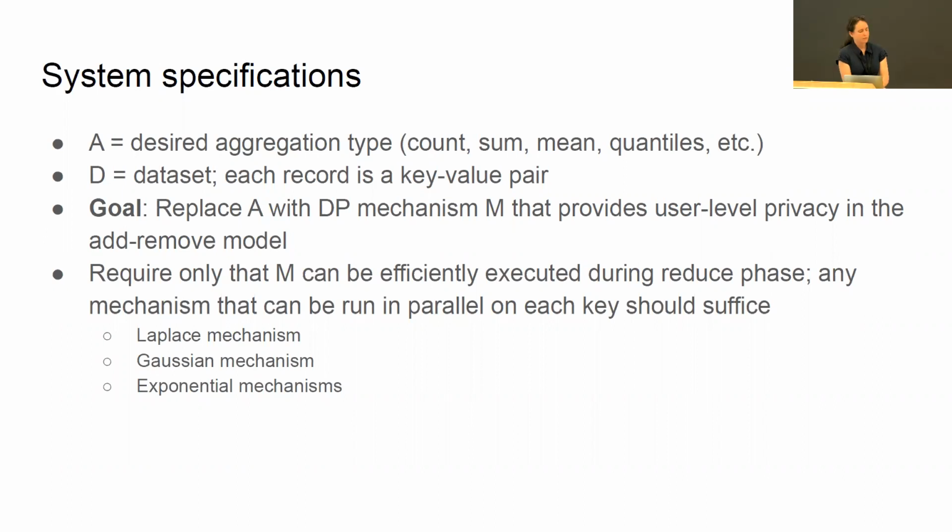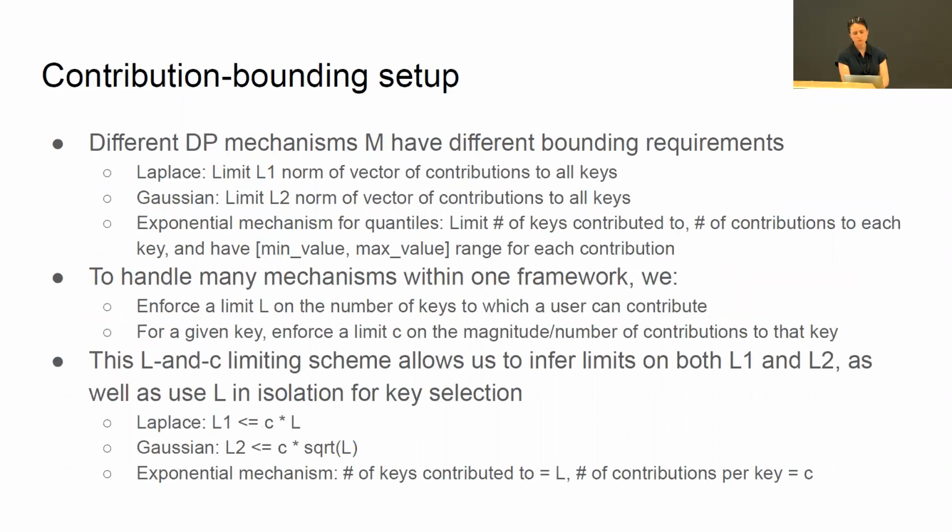Depending on the type of mechanism, there might be different contribution bounding requirements. For Laplace, you need to know a limit on the L1 norm of the vector of user contributions to all keys. For Gaussian, you need a limit on the L2 norm. And for different exponential mechanisms, you need different things. But for the one that we apply for quantiles, you need some max on the number of keys contributed to, some limit on the number of contributions to each key, and then some min value, max value range for each contribution. So to handle all these within one framework, we enforce two generic limits.